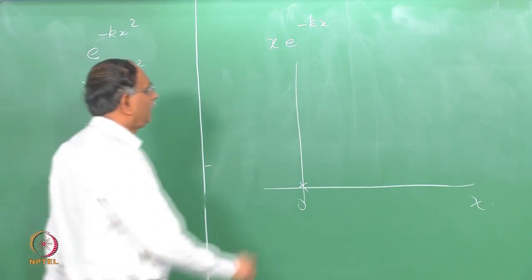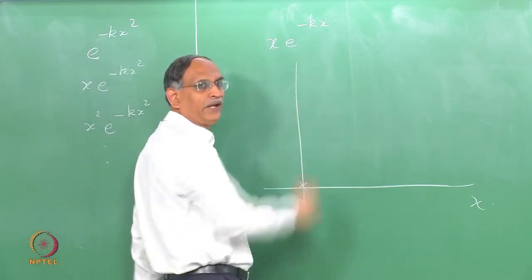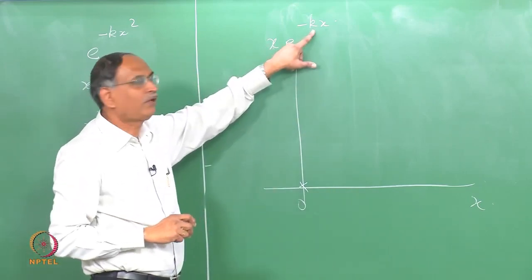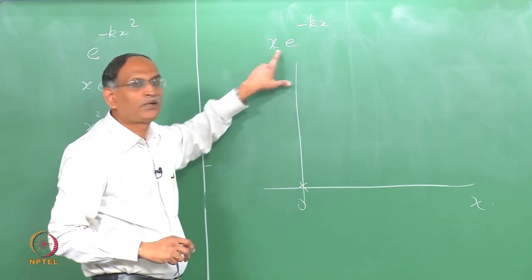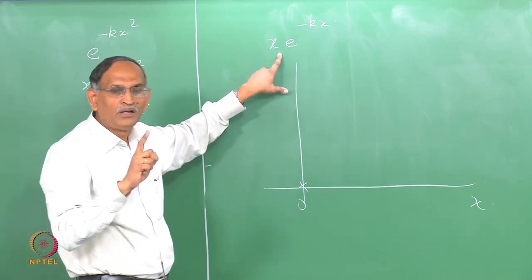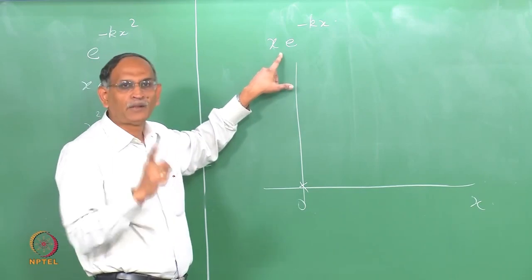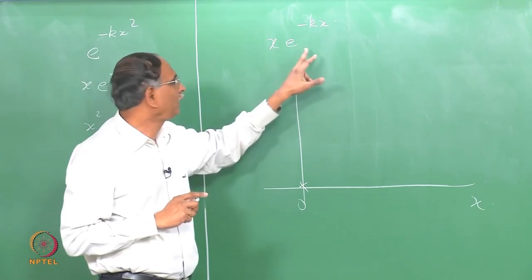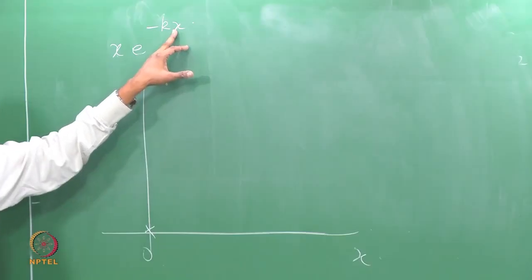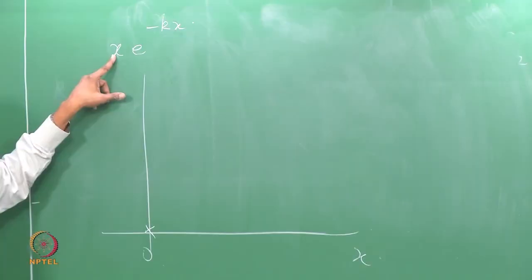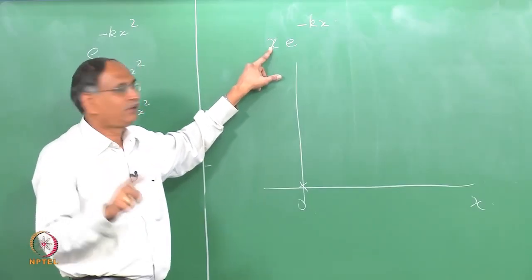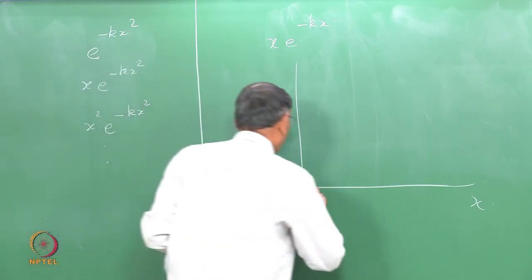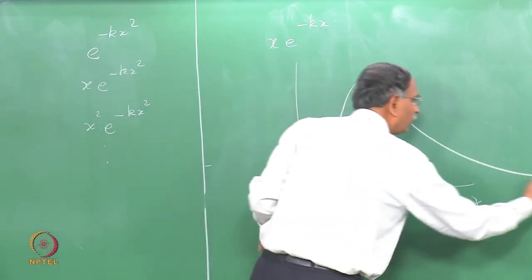And for any other x, as x increases, e to the minus kx decreases. And therefore, there is a competition between x and e to the minus kx up to a point. And that point is obviously called the maximum of that function. And after that point, the exponential minus kx drops off so much more quickly than x increasing that the competition is lost. The function decreases forever. And therefore, there is a maximum, and then the function goes to 0.